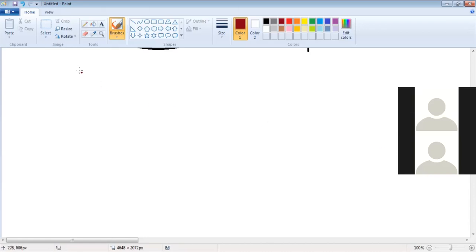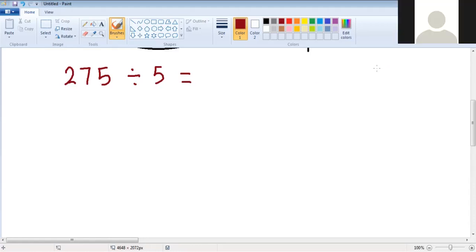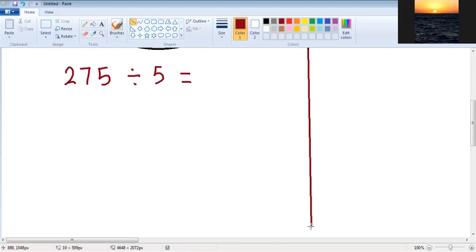Look at this question. 275 divided by 5. You remember the long division from last year? We can use the long division as well to solve this problem. And we need to remember table 5. So do the sign of a long division, write the dividend down the stairs like this, and 5, which is the divisor, here. And let's start with 2.